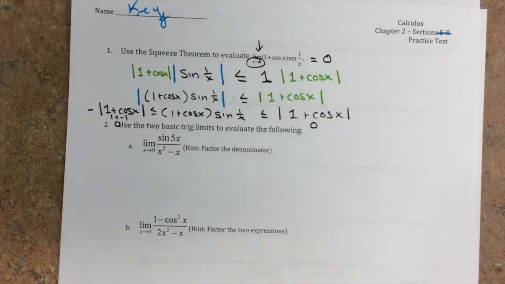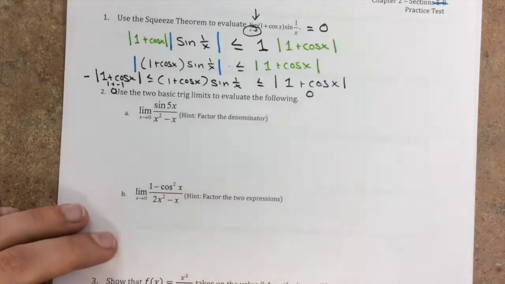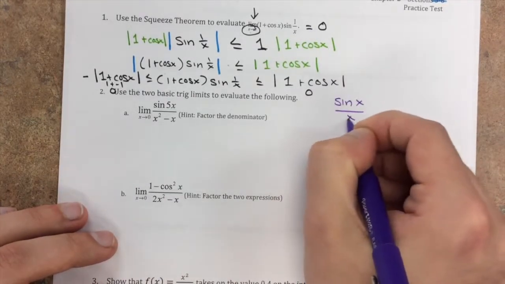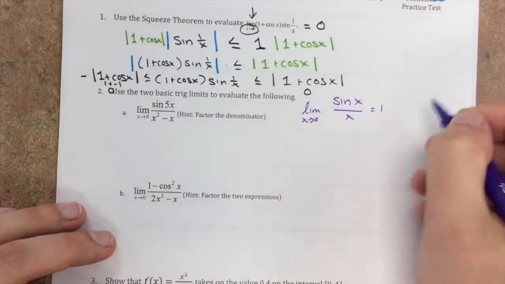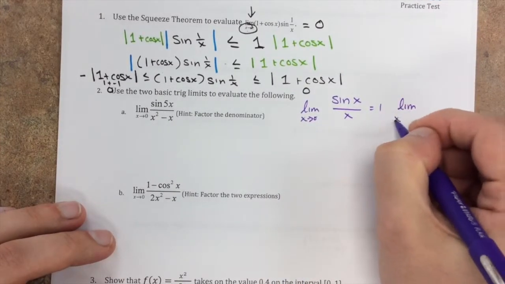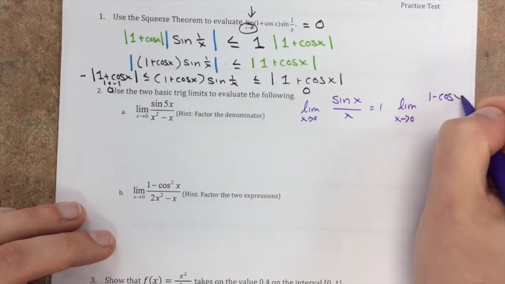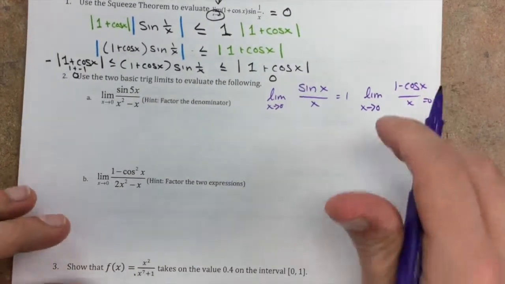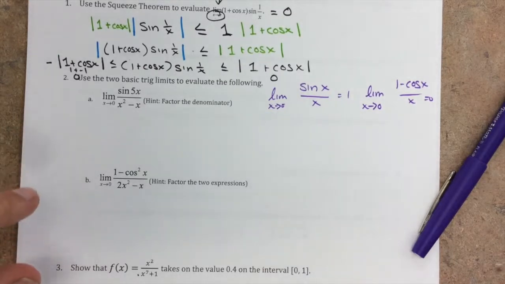All right, 2. Using what we know, the two limits that I'm asking you to know are: the limit as x approaches 0 of sine x over x is equal to 1, and the limit as x approaches 0 of 1 minus cosine x over x equals 0. So those are the two that I'm asking you to memorize. So let's try this out.